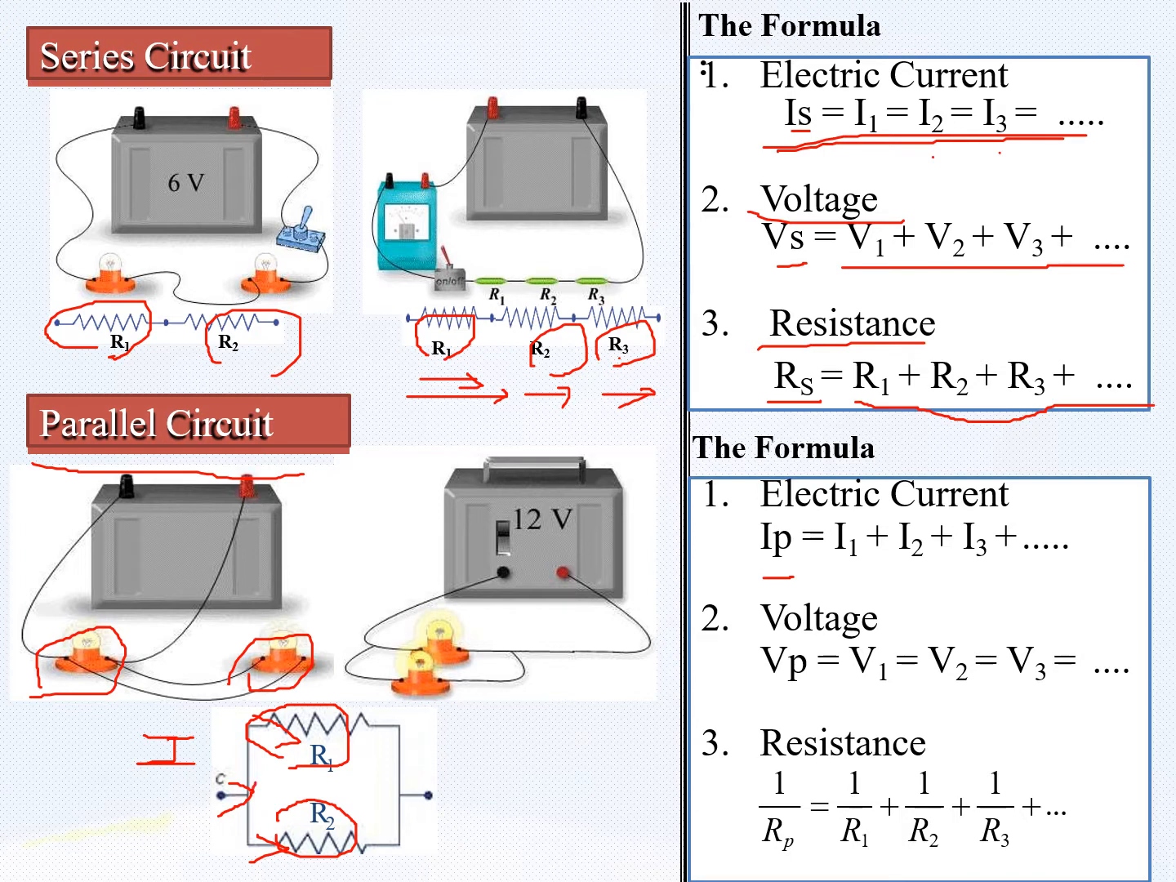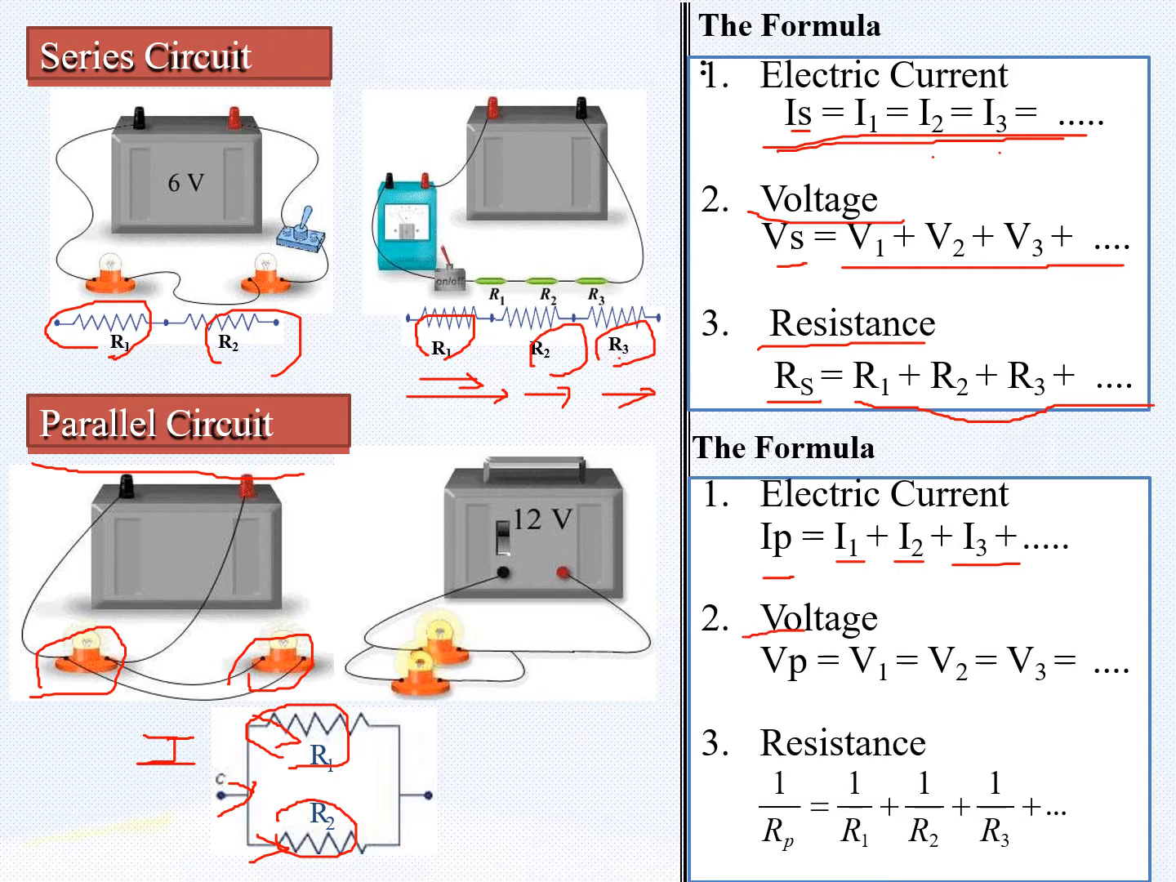So if I apply KCL at this point, what will I get? The total current is equal to I1 plus I2 plus I3. If there are n number of resistances, this will go up to In. So what we conclude here is that in a parallel circuit, the current is divided depending upon the number of branches or number of resistances, right?